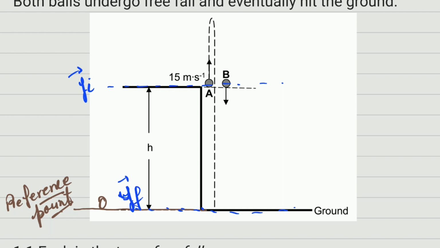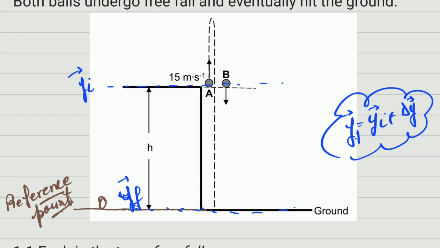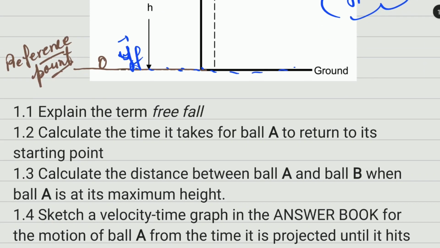So this is an important point to have, and I'm going to write a very important formula, which is the position formula. The final position is equal to initial position plus displacement. All right, this is a very important formula that we are going to use not just in this question but in the upcoming questions. Okay, so let's go on because we're not going to use everything there.